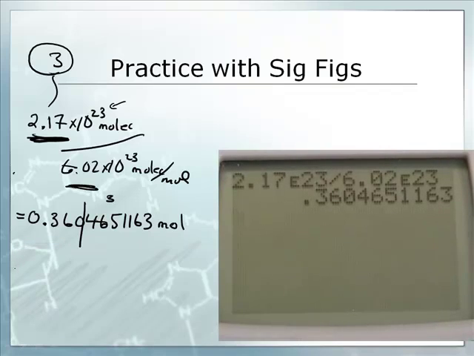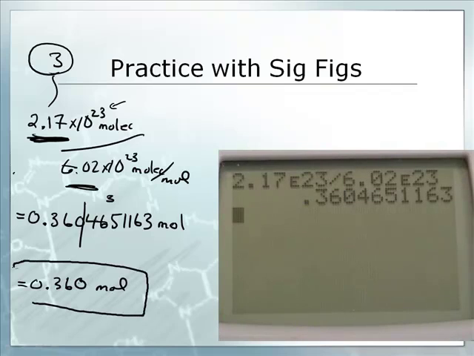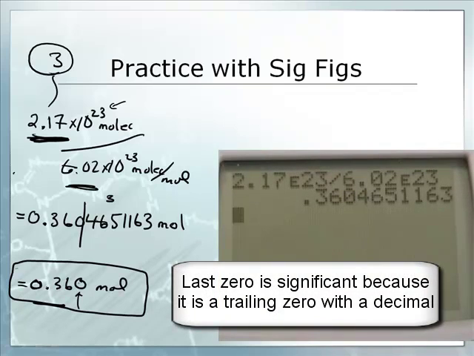So this one will be 0.36. Now, that 0, what do we do with that 0? We're going to leave it because the 4 does not make it round up. Now, that looks like 4 digits to me, Mr. Bergmann. Or maybe 2? What do you mean? Well, the 0 at the front, is that significant? Why is that 0 significant at the end? Because it's a trailing 0 and there's a decimal. And what about that one in front?